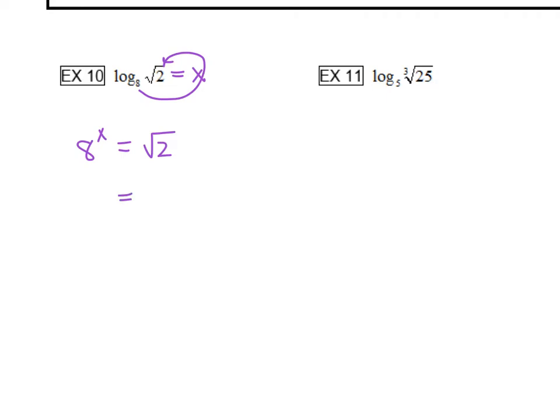Alright, well that square root of 2 is the same thing as 2 to the 1/2 power. Again, we do want these to have the same base, and we see an 8 can be written as a base of 2. 2 raised to the 3rd power, and then the x goes out there. So all that I did was I rewrote 8 as 2 to the 3rd power. It still has an exponent of x. So 2 to the 3rd power to the x power is really 2 to the 3x power is equal to 2 to the 1/2 power.